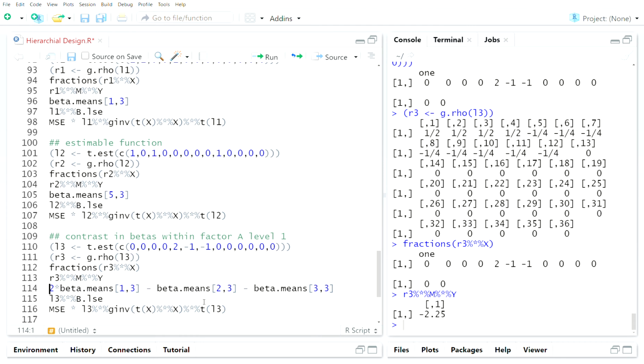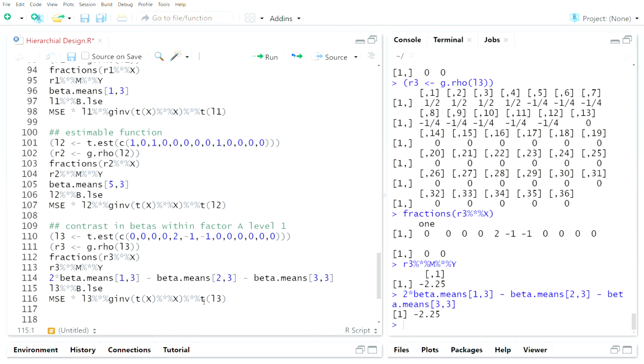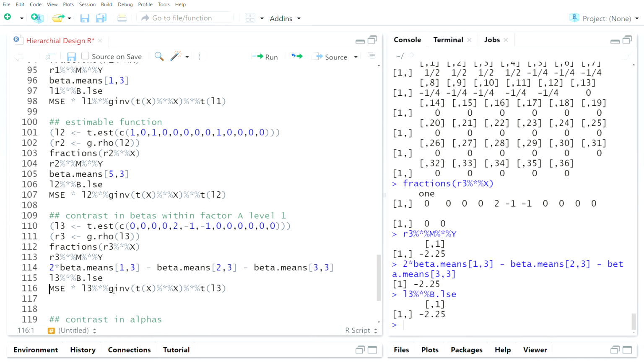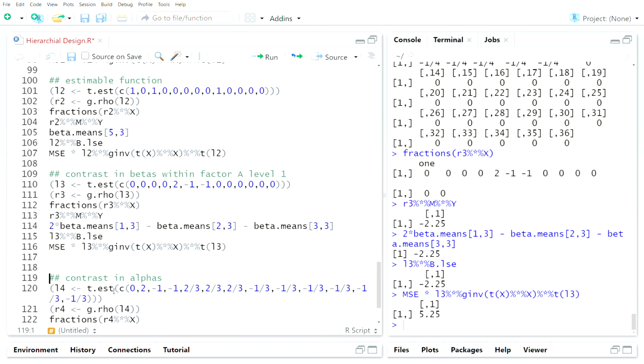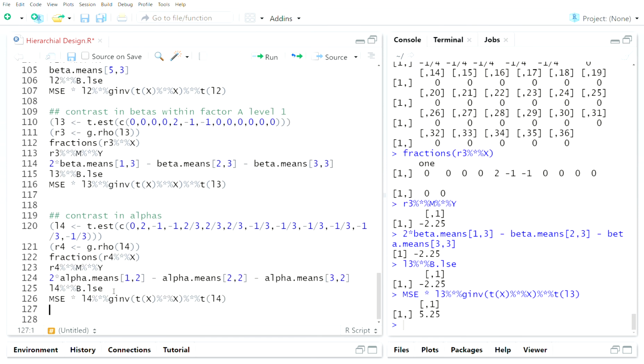And these are the unique estimates, -2.25, or since this is 2, -1, -1, we take 2 times that mean, minus the mean of the second level, and then minus the third level, and we get it back. Or we could just take a linear combination of the beta parameters. Here's the variance associated with it. And this is the last one. And this really is how you take a linear combination or a treatment contrast for the alphas.